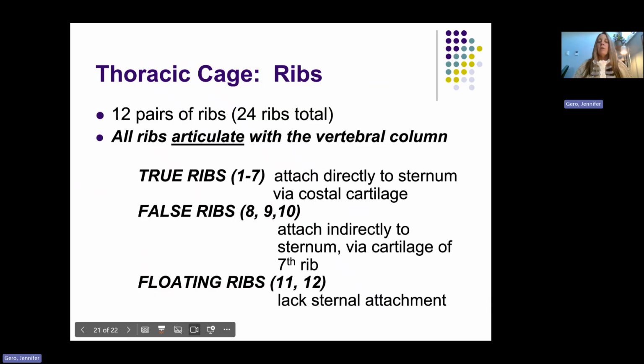And then finally, floating ribs, which are not even shown on here, have no cartilage that's going to connect to the sternum whatsoever. If you think about it, true ribs are going to be pretty well reinforced because they directly attach to the sternum. The false ribs connect to the sternum via the cartilage of the seventh rib. This would be right here. And then floating ribs are not going to be connected to the sternum at all.